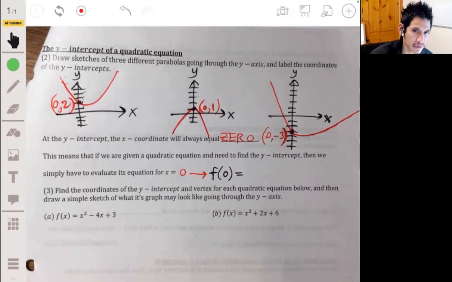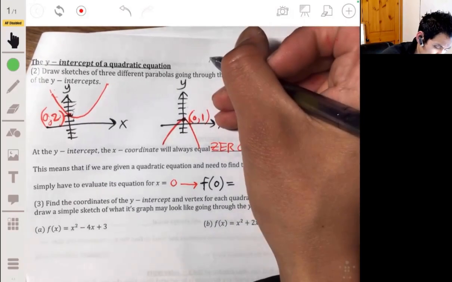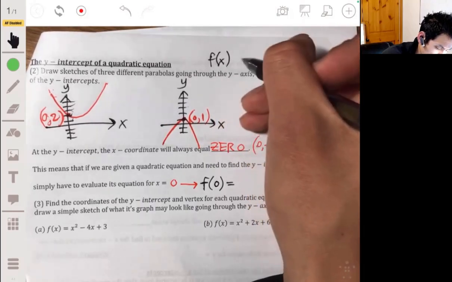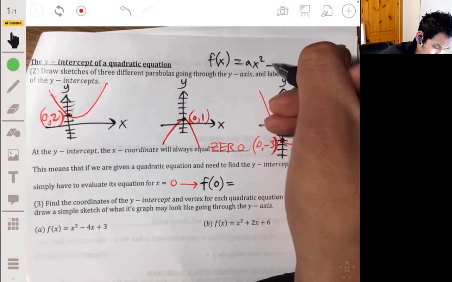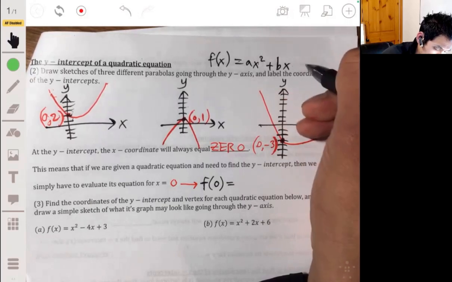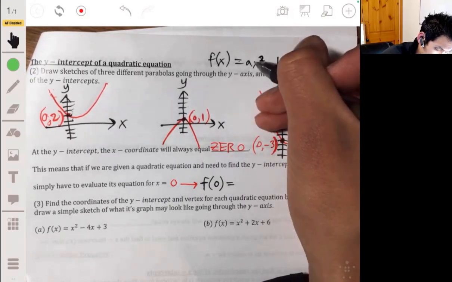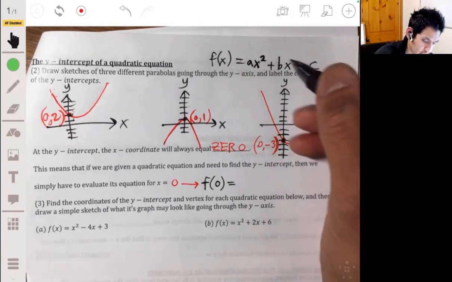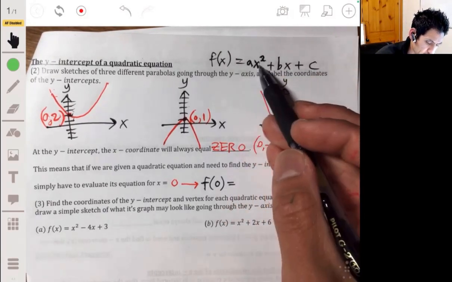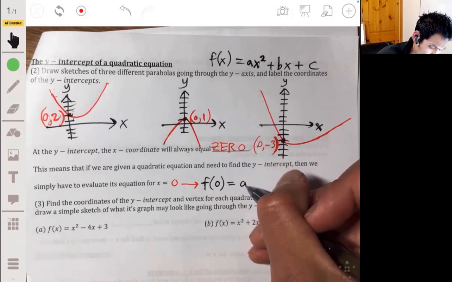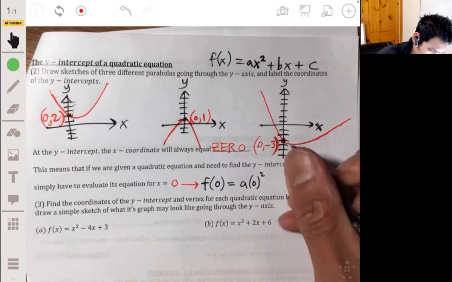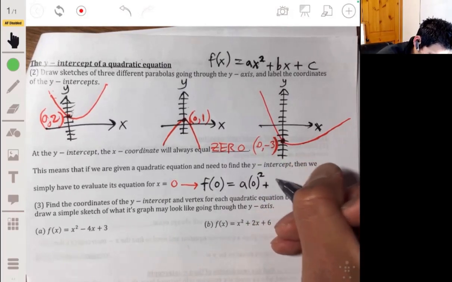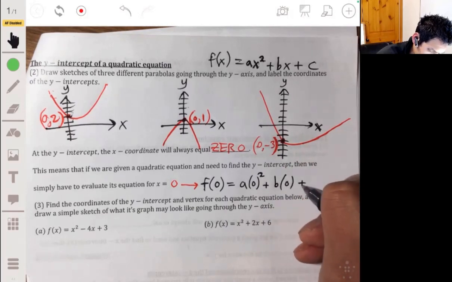Remember what the equation for a quadratic is. Make sure you memorize it. Let me write it up here again. f of x equals ax squared plus bx plus c. This is going to be essential to your survival in this chapter, so make sure you memorize and remember this equation. So if we were evaluating this equation for x equals 0, we would have a times 0 squared plus b times 0 plus c.